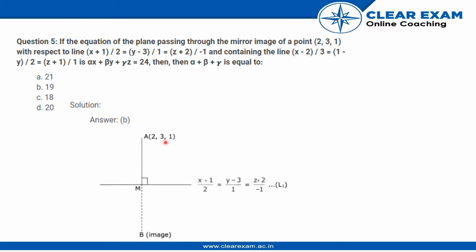So what the question is saying is that first, there is this line L1, and there is this point A and the image of this point, B. The plane passes through point B and contains this other line. So what will be the equation of the plane?